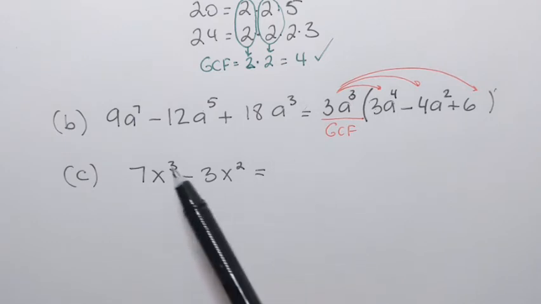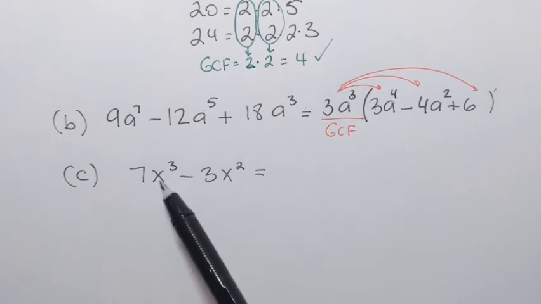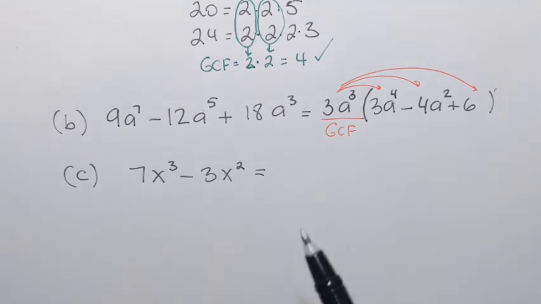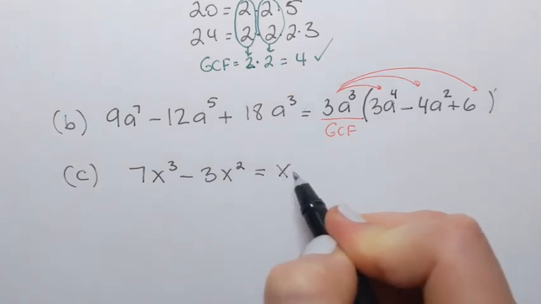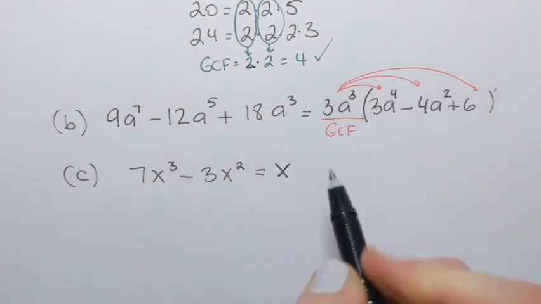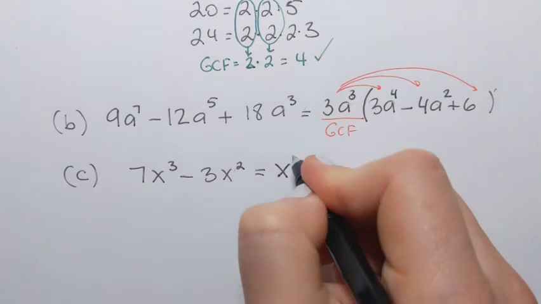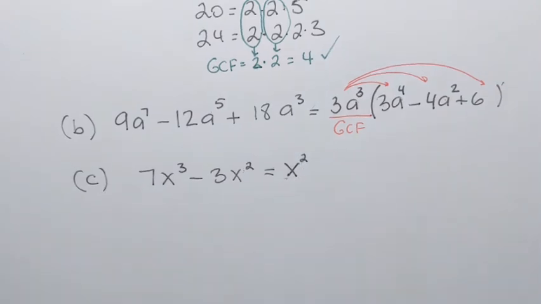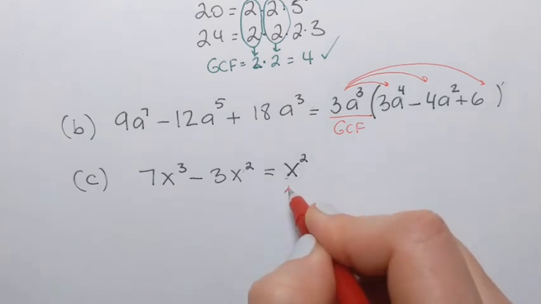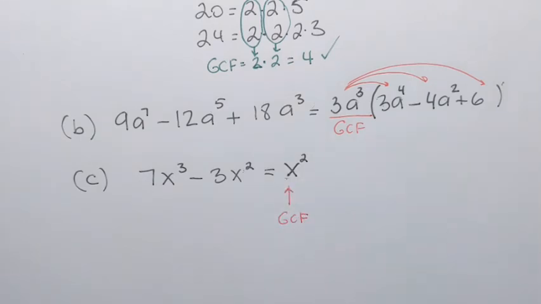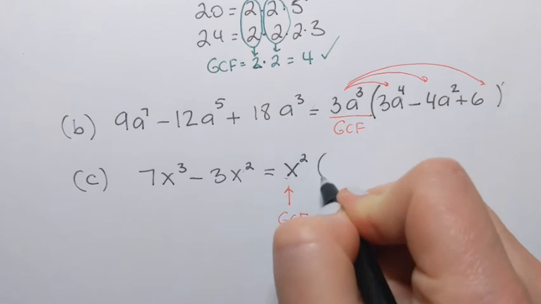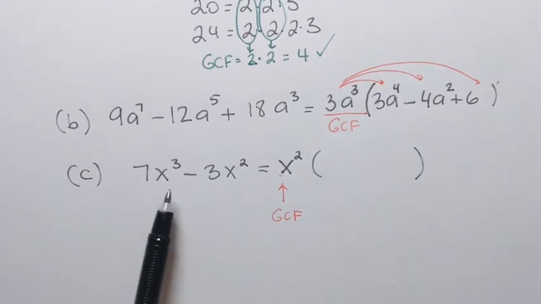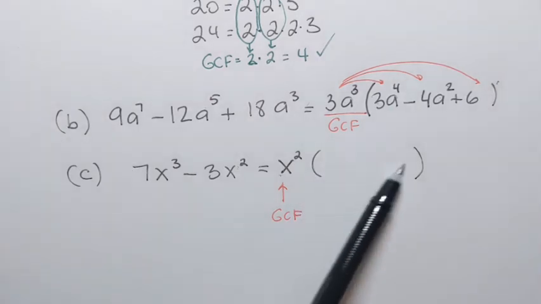But how about variables? We have variables for both terms, x to the 3rd power, x squared. So what's going to be the GCF? It's going to be x raised to the lowest power. So that's power 2. So that's the GCF. And now I'm going to set up the parentheses. And inside the parentheses, I know that I'm going to have as many terms as my original expression. So I will have 2 terms.